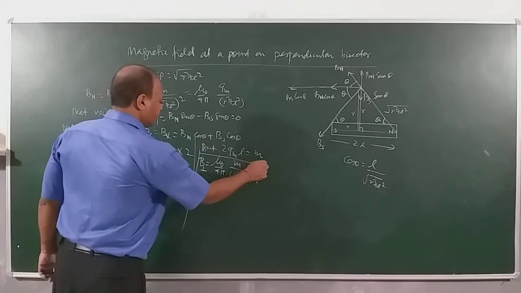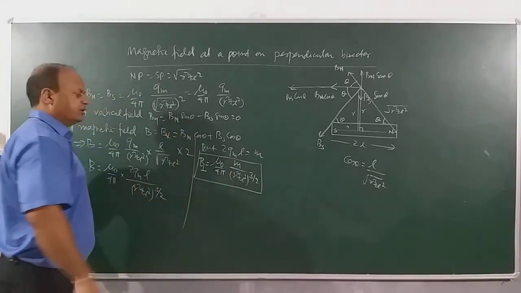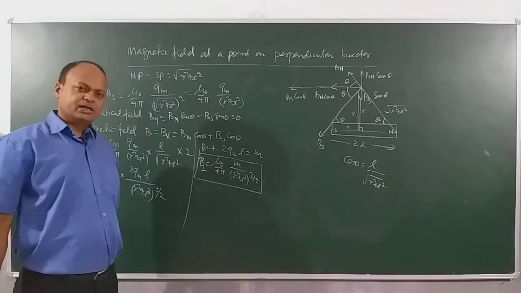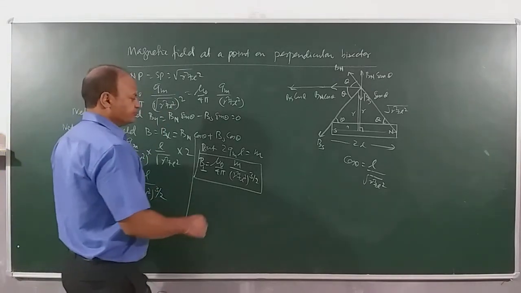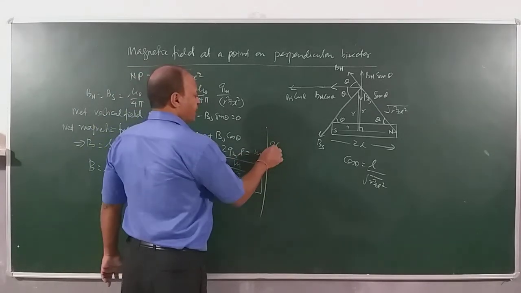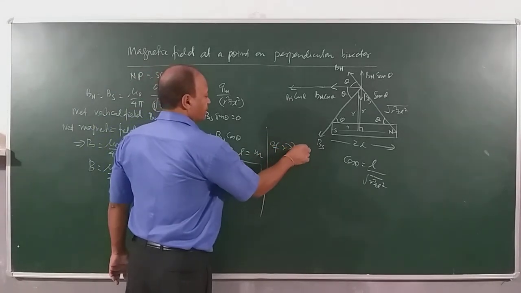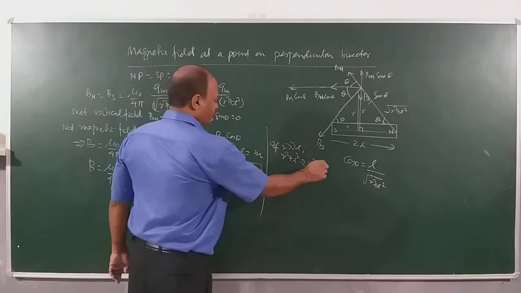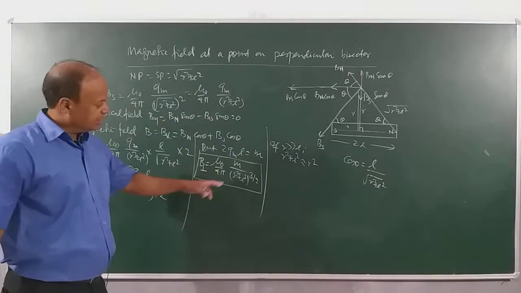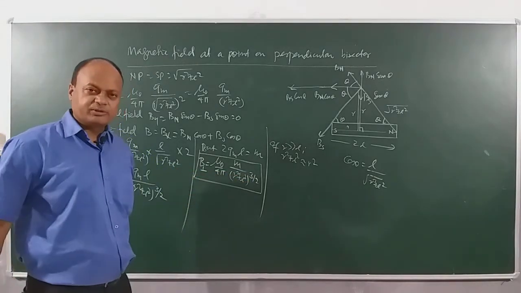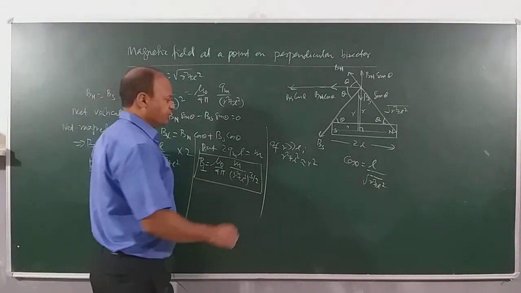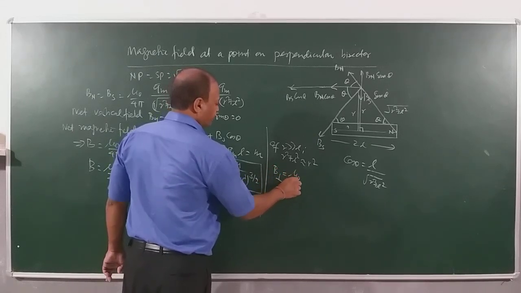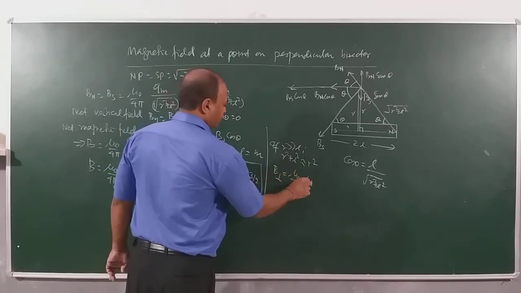This is B perpendicular. I got the value of the magnetic field at any point on the perpendicular bisector. And then we have a special case here, children. If r is very large compared to l, then r square plus l square will be nearly equal to r square. So r square to the power 3 by 2 will become r cube. So B perpendicular will be mu naught by 4 pi, M by r cube.